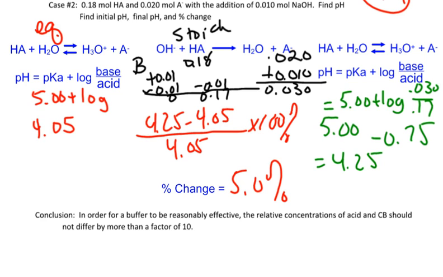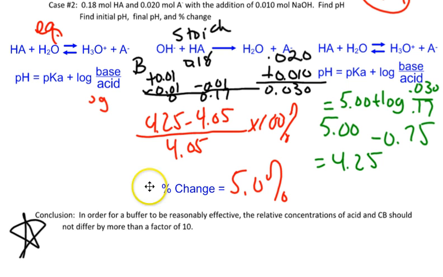So yes, the relative concentrations do make a difference. So our conclusion is in order, and this is a very important conclusion, by the way, so why don't we star this one. Do something to make sure you are aware of this. In order for a buffer to be reasonably effective, the relative concentrations of the acid and conjugate base should not differ by more than a factor of 10. The factor here was 0.18 and 0.020, so the ratio is close to 1 to 10, but not quite.